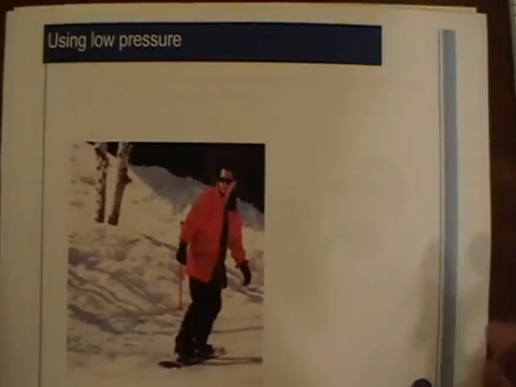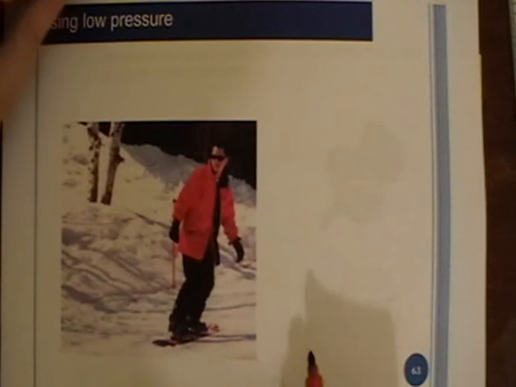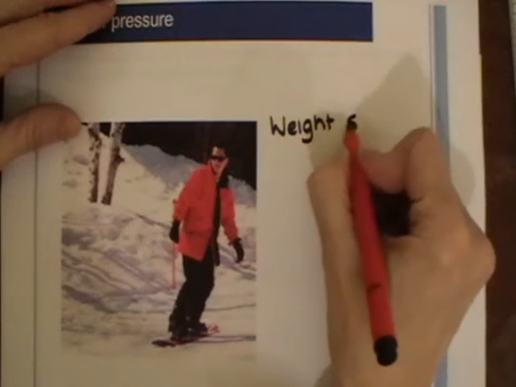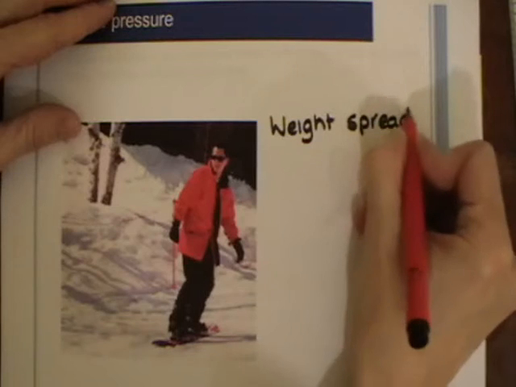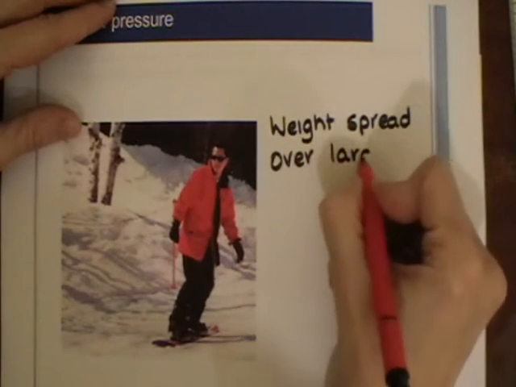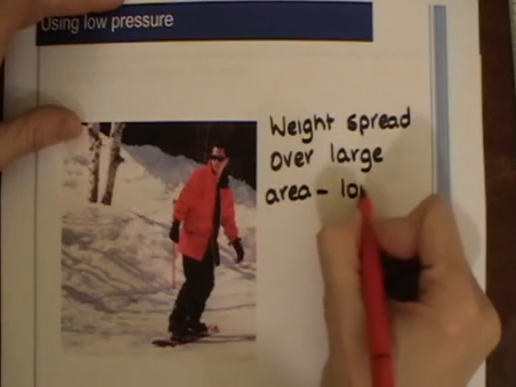Right, using low pressure, this is someone on a snowboard, and they're applying a low pressure because their weight is spread over a large area, the area of the board. So that's a low pressure that they're applying.